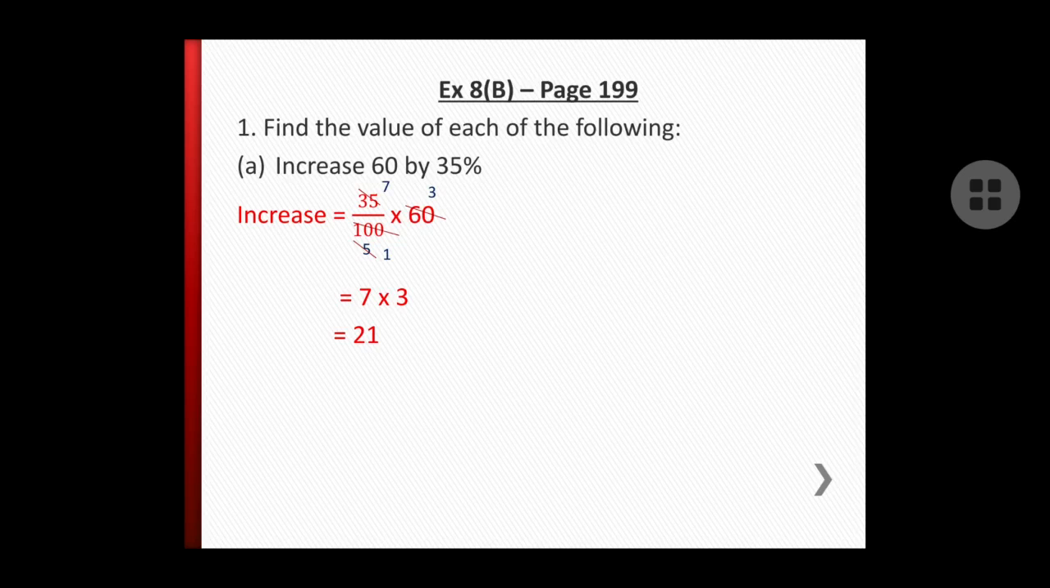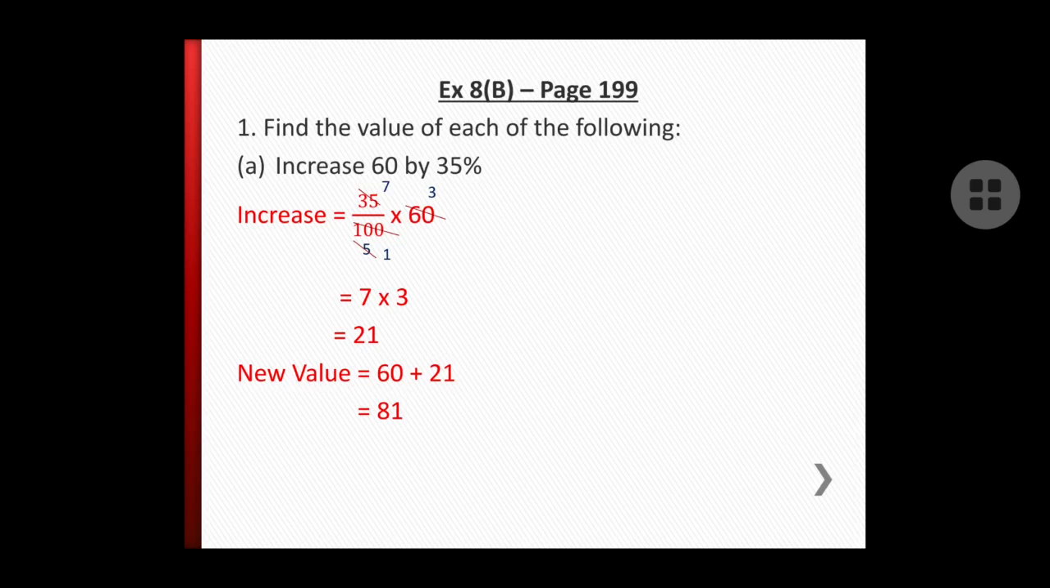Now what is the new value? You have to add it. Correct? Yes. What is the old value? 60. So the new value is 60 plus 21. And what is 60 plus 21? 81. So this is the first method.